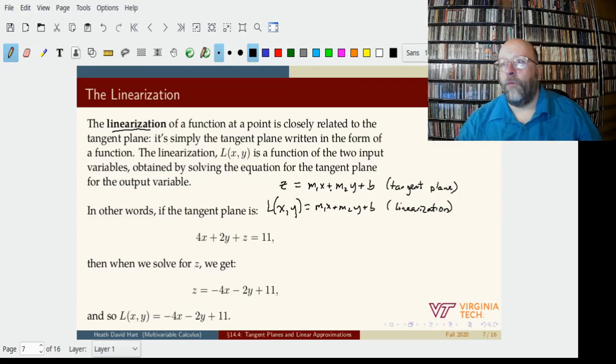These are conceptually really close to each other. They're basically the same thing. If the tangent plane is 4x plus 2y plus z equals 11, if somebody gives us a tangent plane in this form, well, then we can find a linearization by getting the z by itself, bringing the 4x and the 2y over to the other side, and then whatever we get, that's the linearization function L of x, y.